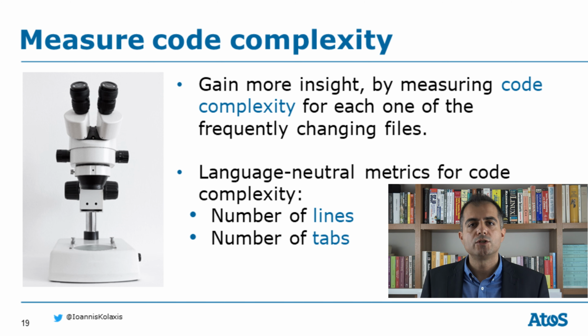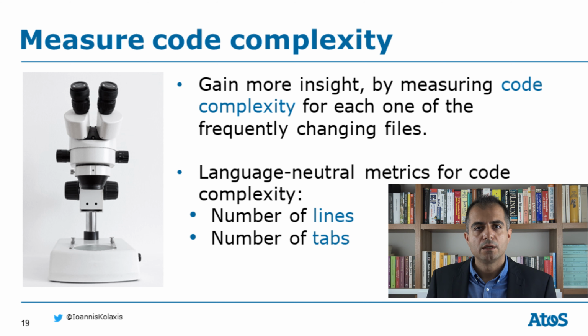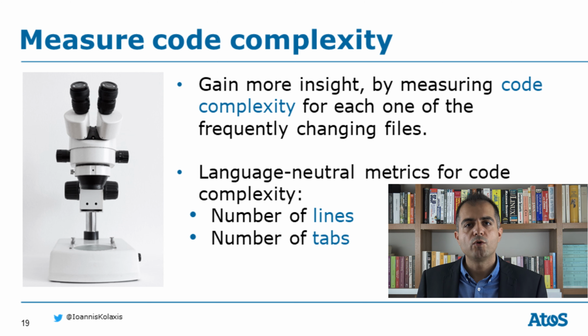We've talked about frequently changing files, but one other important aspect is their complexity. How do we measure the complexity of a source file? No matter what language you write in, no matter if it's Java or JavaScript or Python, we measure complexity the same way, with the number of lines in each file. So a file that has 10 lines is less complex than a file that has 10,000 lines.